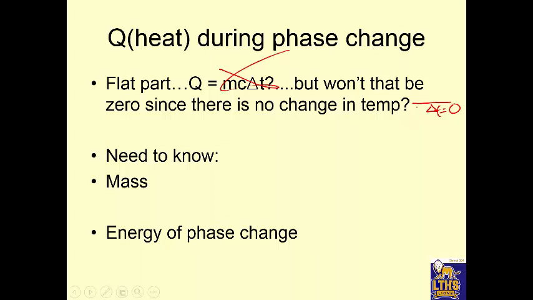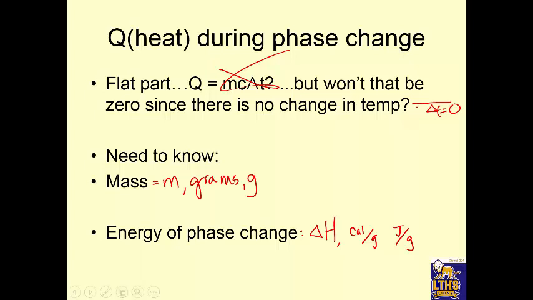So in order to figure out the heat during a phase change, we're going to need to know the mass again in grams, symbol g. And we're going to need to know the energy of a phase change. The symbol we use for the energy of a phase change is called delta H. This time it doesn't mean you have to subtract anything. This is just what it's called. The enthalpy of the phase change, the heat of the phase change. And the units for that are going to be calories per gram or joules per gram. So you need to know these two things to find Q.